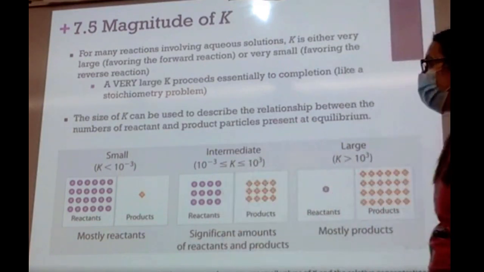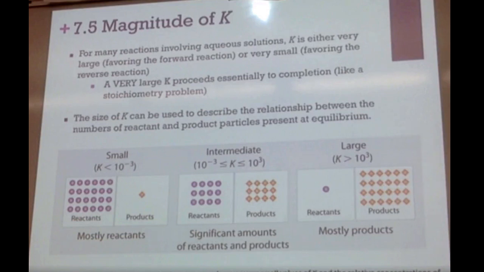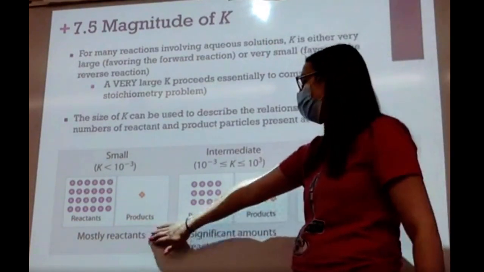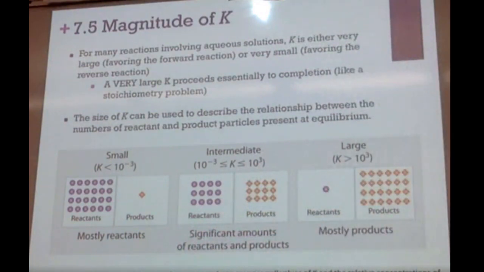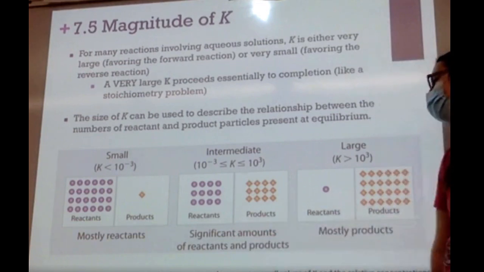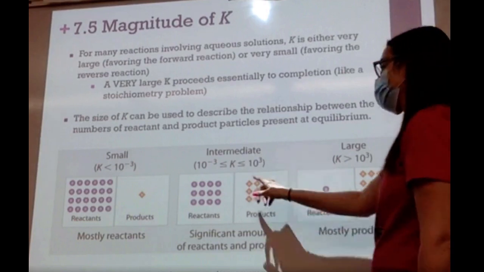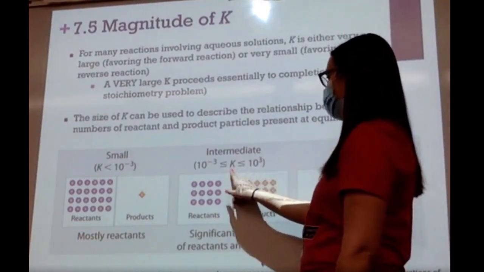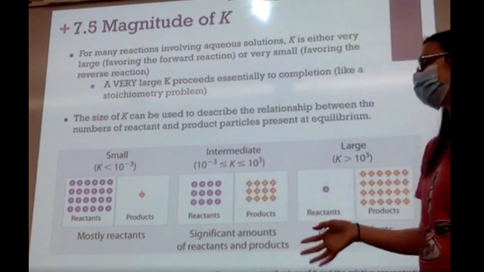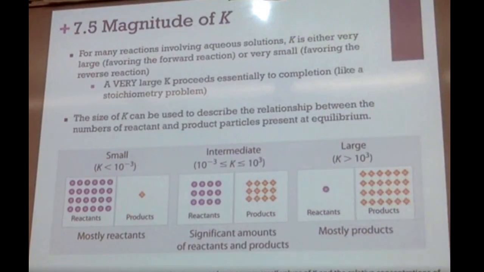Now, the size of K can be used to look at what we have more of, more reactants or more products. So remember, when we have a small value of K, we have mostly reactants. A large value of K, we have mostly products. And if it's somewhere in between, we're going to have similar amounts of reactants and products. But remember, this focuses on 1, right? If we're greater than 1, we have more products. If we're less than 1, we have more reactants.